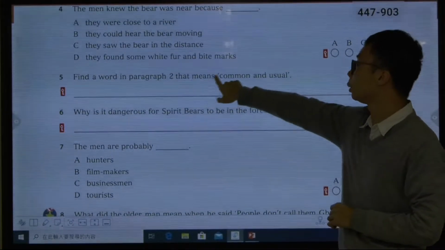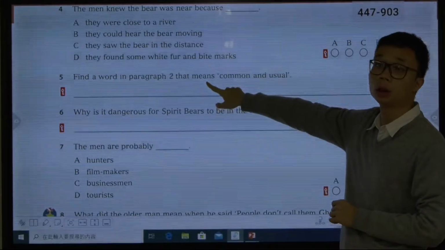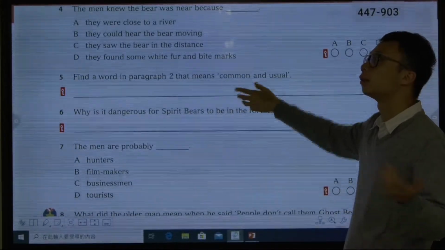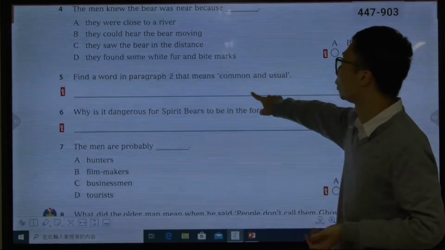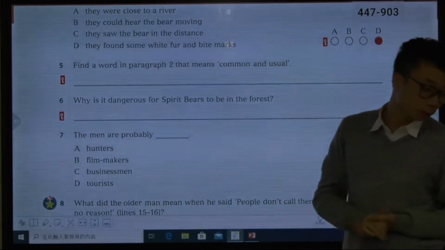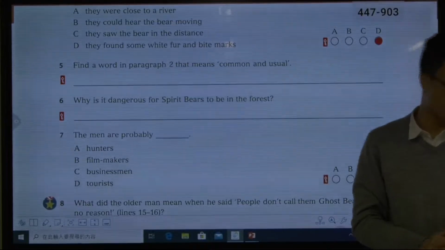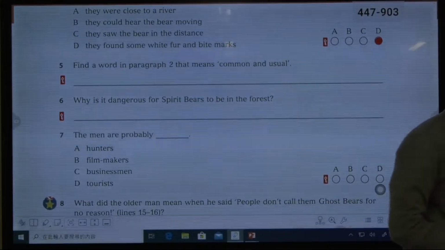So this one, it would be like looking for an... Okay, I gave you the answer. When I say "an", it's an adjective. They are looking for an adjective here, 形容詞. So in paragraph 2, we're looking for an adjective. How many adjectives can you name?